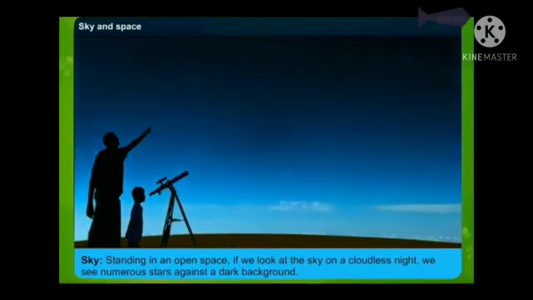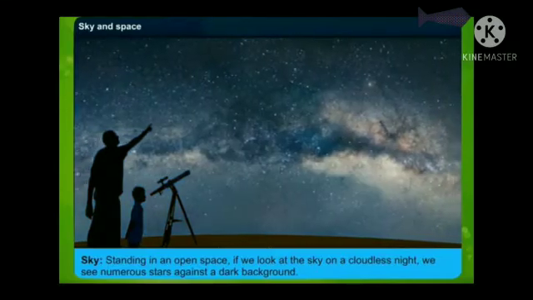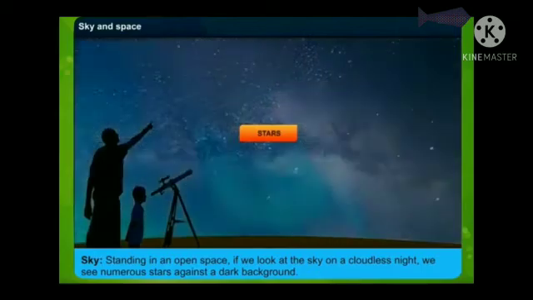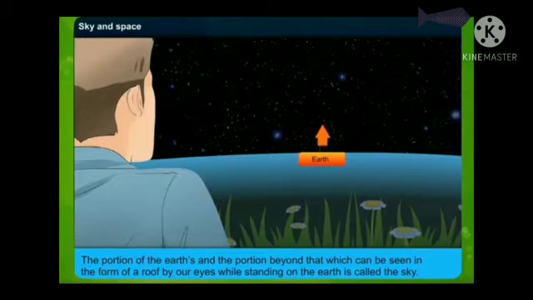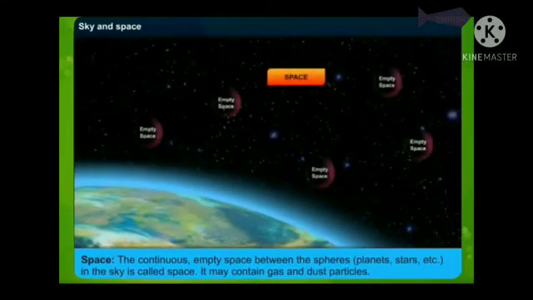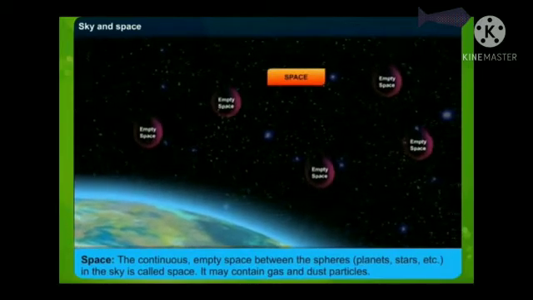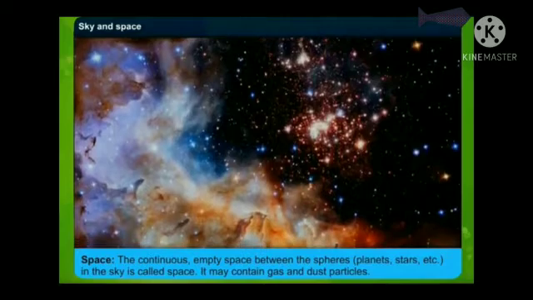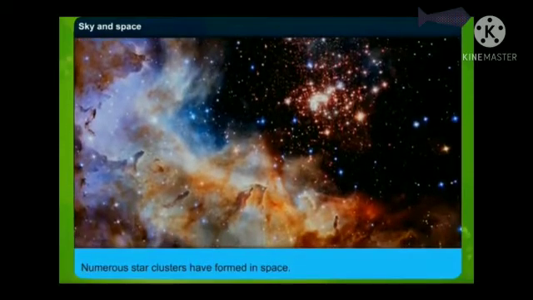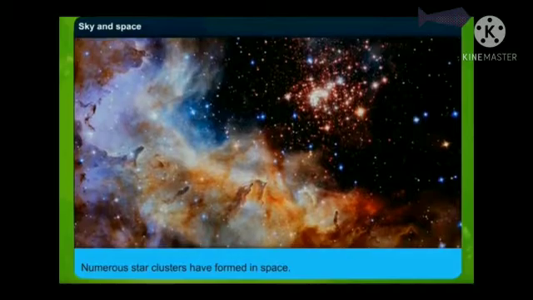Sky and space. Sky. Standing in an open space, if we look at the sky on a cloudless night, we see numerous stars against a dark background. Those are what? Stars. The portion of the earth and the portion beyond that which can be seen in the form of a roof by our eyes while standing on the earth is called the sky. Space. The continuous empty space between the spheres, planets, stars, etc. in the sky is called space. It may contain gas and dust particles. Numerous star clusters have formed in space.